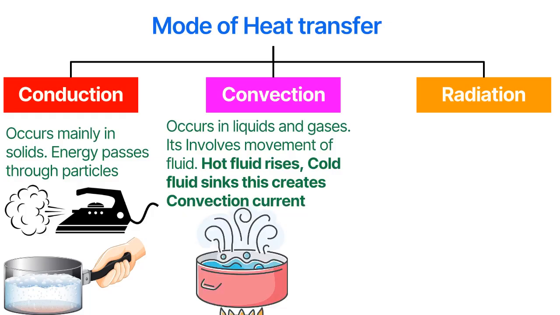A common example of convection is boiling water in a pot. Water at the bottom is heated, rises upward, and cooler water sinks down. This circulation spreads thermal energy throughout the liquid.